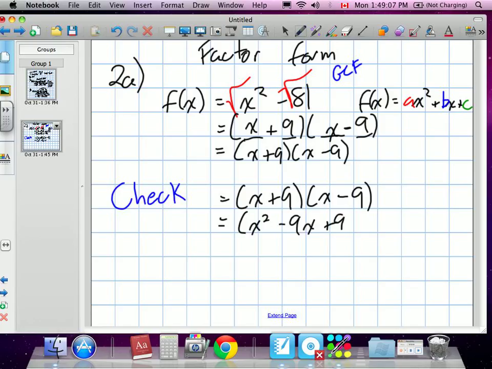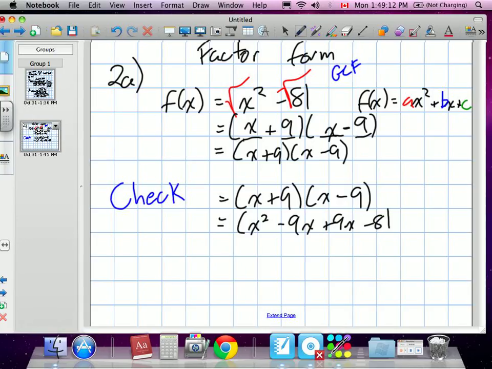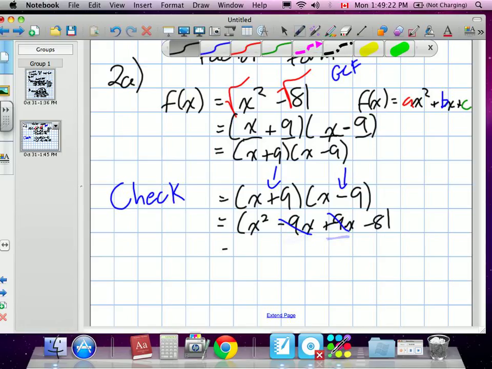If you guys notice, our 2 middle terms, because we had one that was positive and one that was negative, cancel each other out. So we end up with only 2 terms when normally we would end up with 3. That's why we've ended up with a difference of squares.